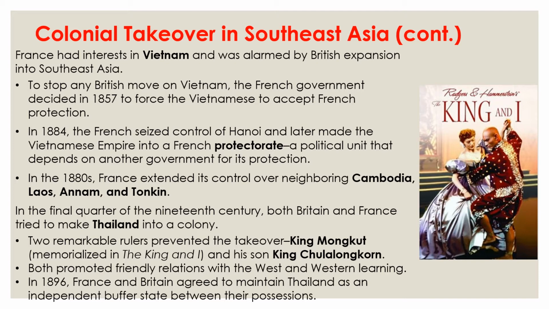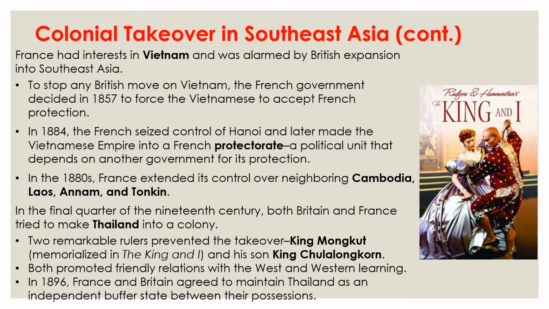And ultimately, this fight is kind of interesting because there were actually two remarkable rulers in Thailand that prevented the takeover of that area from either nation. We have King Mongkut, who was memorialized in the Broadway musical The King and I, and his son, King Chulalongkorn. Both of these guys promoted friendly relations with the West instead of antagonism, and they also courted Western learning in Thailand, hoping that if they did so, those bigger nations would be less likely to try to dominate them, instead maybe seeing them as a partner.